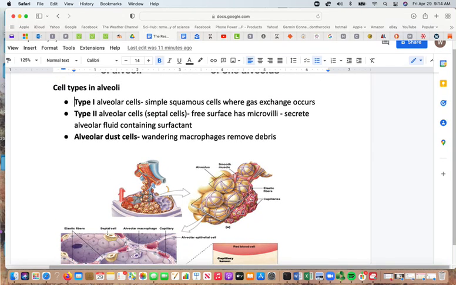So the type 1 are alveolar cells. They are simple squamous cells. This is going to be where gas exchange occurs. The type 2 alveolar cells or septal cells, the free surface has microvilli on these. So these are going to secrete alveolar fluid and have surfactant. And then you've got your alveolar dust cells, which are wandering macrophages that are going to help to remove debris that ends up in the lungs.